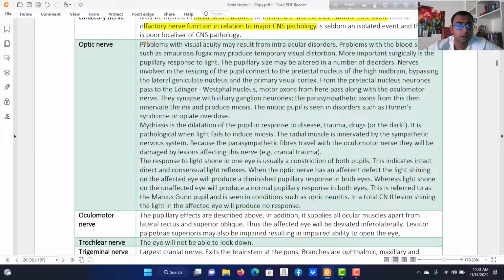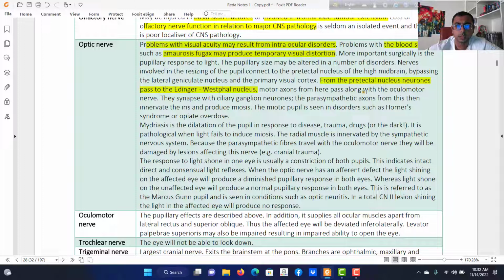Now the optic nerve problems, the visual acuity may result in intraocular disorders. Problems may be in the blood supply. Amaurosis fugax may cause temporary visual distortions. Surgically, the pupillary size may be altered. A number of disorders, nerves involved in the resizing. Fibers connect to the pretectal nucleus in the high midbrain, bypassing the lateral geniculate nucleus and the primary visual cortex. From the pretectal nucleus, neurons pass to the Edinger-Westphal nucleus.